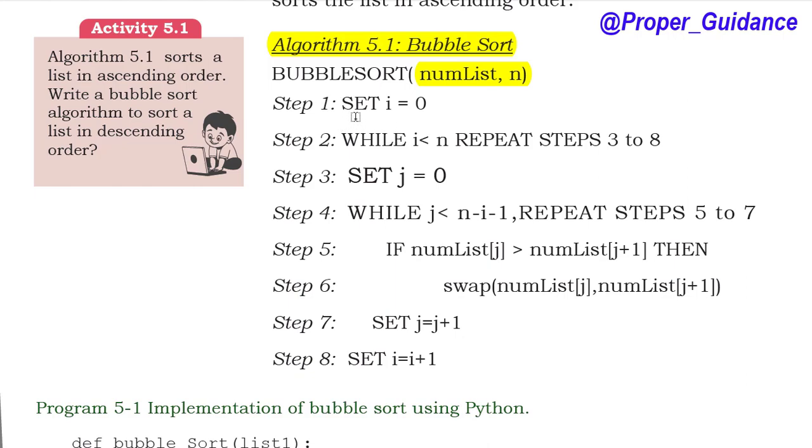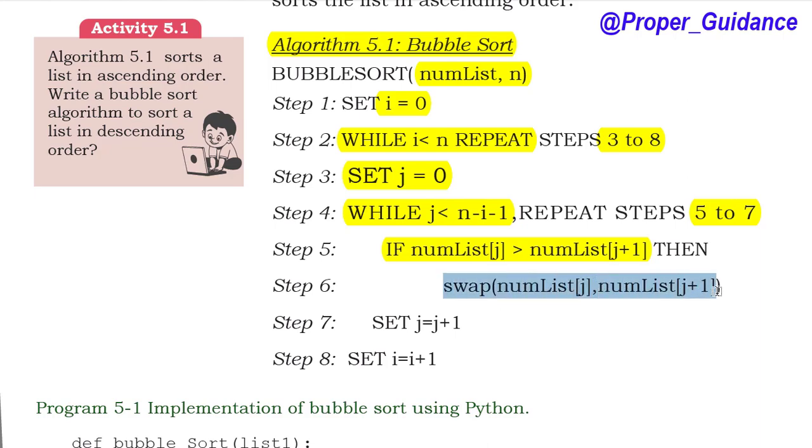Here is a list. Step 1, set i equals to 0. Step 2, while i is less than n, repeat steps 3 to 8. Step 3, set j equals to 0. Step 4, while j is less than n minus i minus 1, repeat steps 5 to 7. What are those steps? If num list j is greater than num list j plus 1, then swap num list j and num list j plus 1.